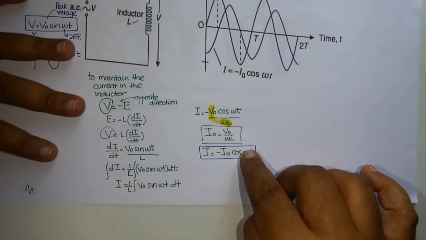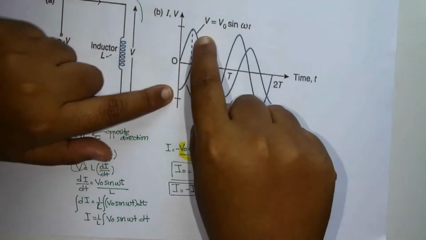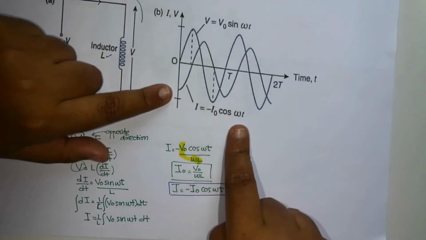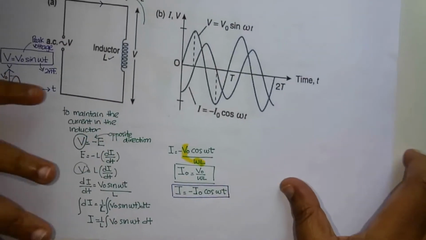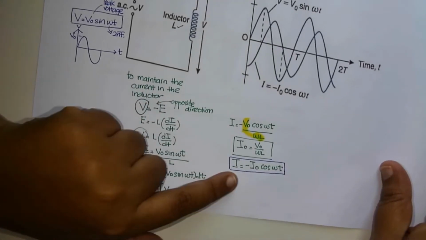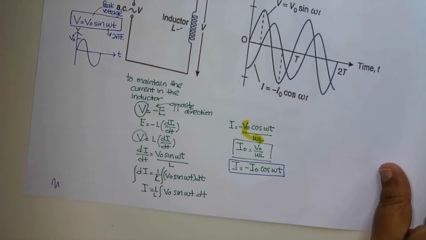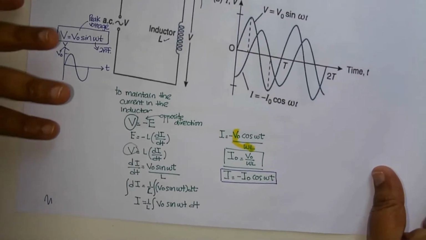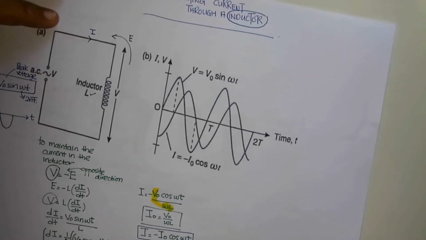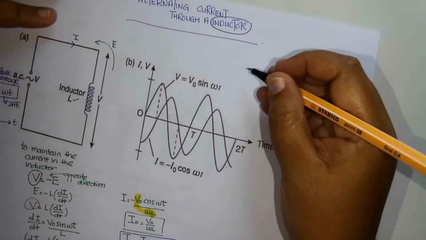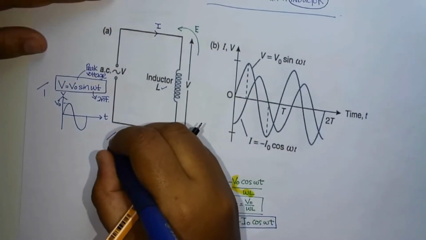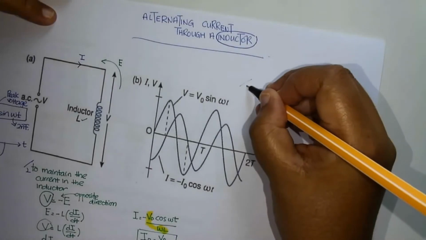So if I draw the graph, it will look something like this. This is the graph for I equals negative I0 cos omega t. So the next one, we already know the V, we already know the I, we already derived an expression of the current from V equals V0 sine omega t. Now let's look at the phase difference between the current and the voltage for a pure inductor. This is number 1, this is number 2. Now let's look at number 3.